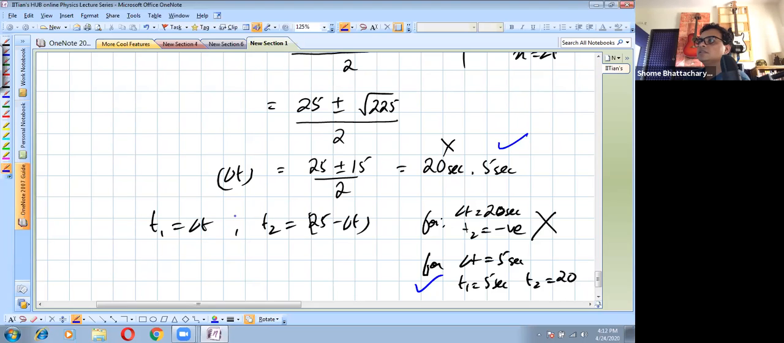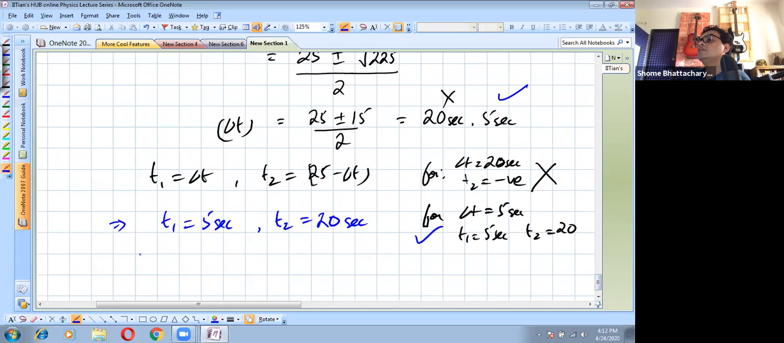So we take the positive root. So finally my t1 is 5 seconds, t2 is 20 seconds, and from that you can see that the velocity is 5 into t1, 5 delta t, so that's 25 meters. This is the uniform velocity from t1 to t2, that uniform.